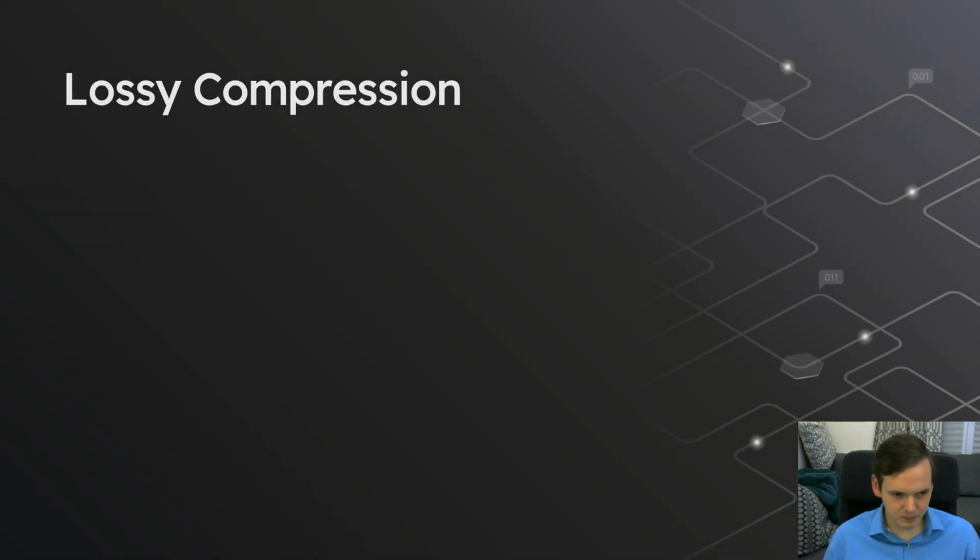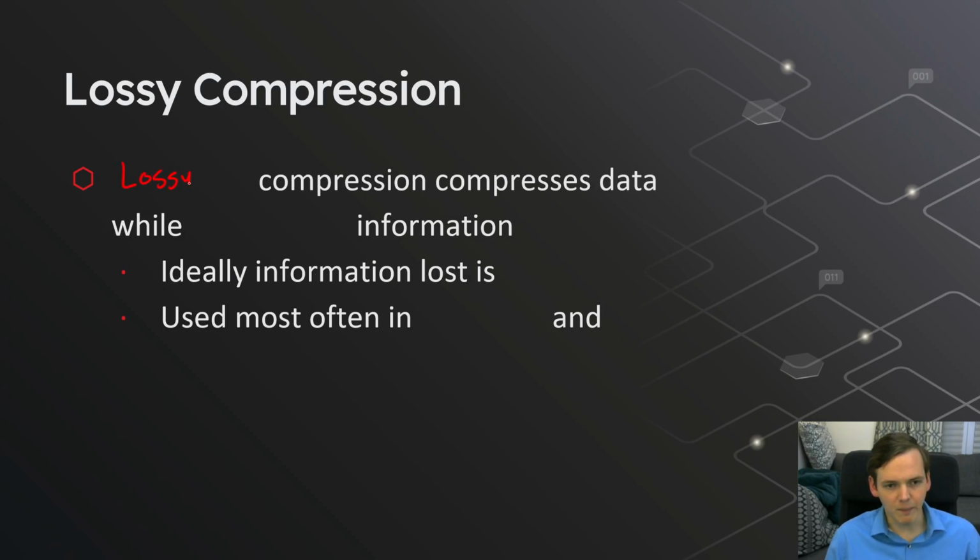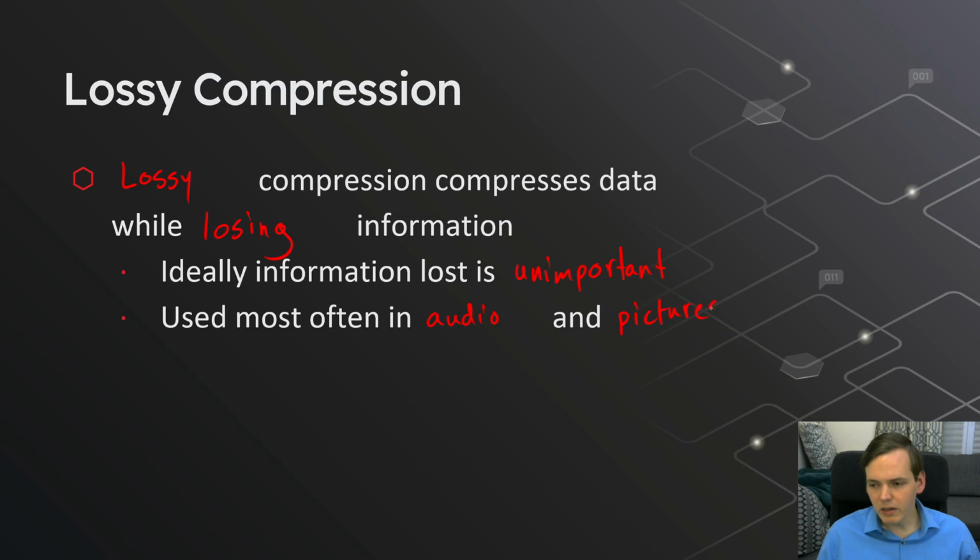So now if we look at lossy compression instead, lossy compression compresses data while losing or discarding information. This could be bad if you're losing data that's important, so ideally, the information that's lost is unimportant. That might seem weird, but if we use this in audio and pictures, human hearing is imperfect, and human vision is imperfect. So if we're recording something and saving it to look at or listen to later, we don't need all that information for us to get the impression. There might be information that we don't even perceive, so we can lose that.